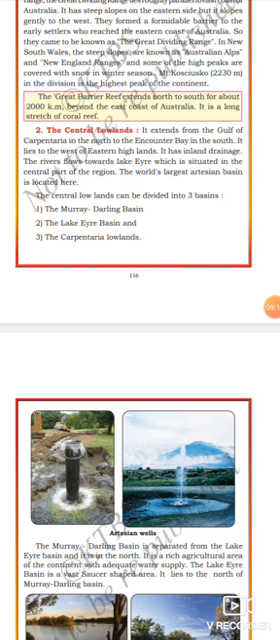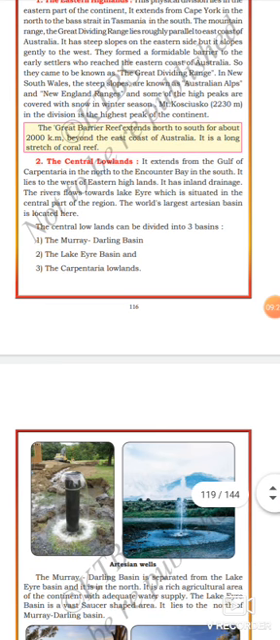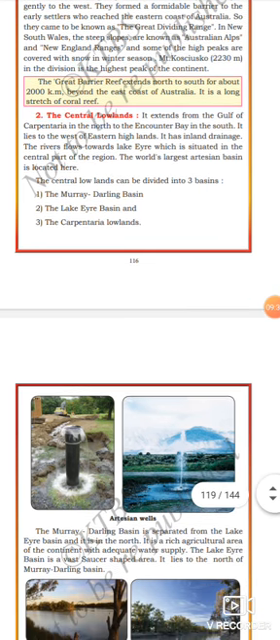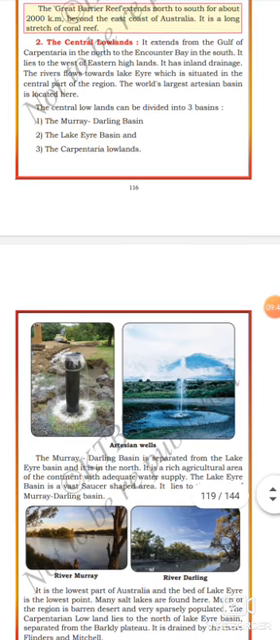Let us see now which is the highest peak in the Australian continent. Mount Kosciuszko is the highest peak. Peak means mountain in the Australian continent. Mount Kosciuszko has how many meters height? 2230 meters height. It is the highest peak in the Australian continent. Got it? Let us see now the second point.